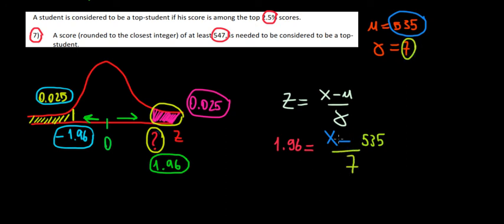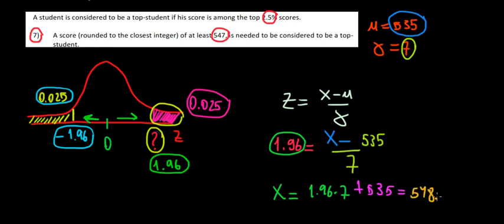How do we solve that? We do a cross multiplication, so let's do it in one shot. X is going to be equal to 1.96 times 7, and then we add that number to 535. If we solve the math, 1.96 times 7 plus 535 is equal to 548.7. Let's round up to 549, so it's 548.7, approximately 549.